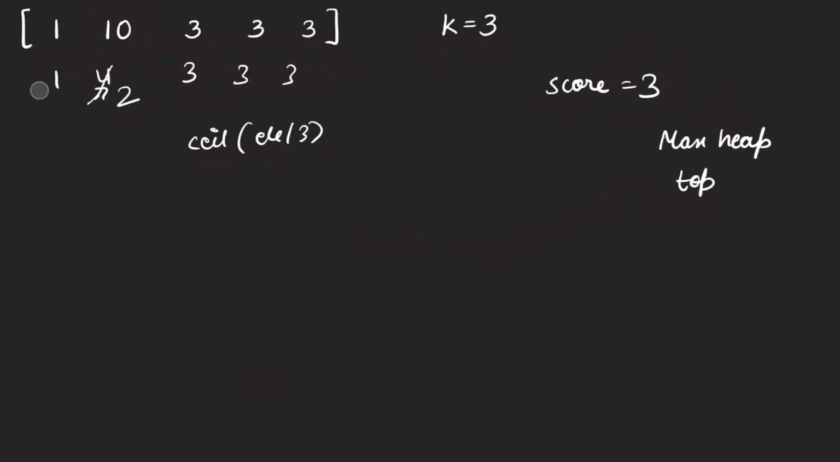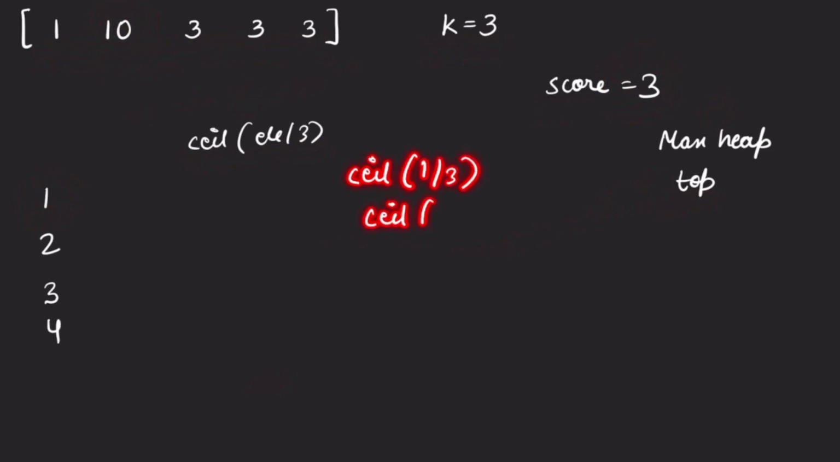There is a catch. You can reduce some of your time of calculating the score. So if I say that I have elements 1, 2, 3, 4. Now when I apply this formula on 1, it will be ceil of 1 divided by 3, which will be ceil of 0 point something, right? So it will give you 1. Then that means when this formula is applied on 1, we get the value as 1.